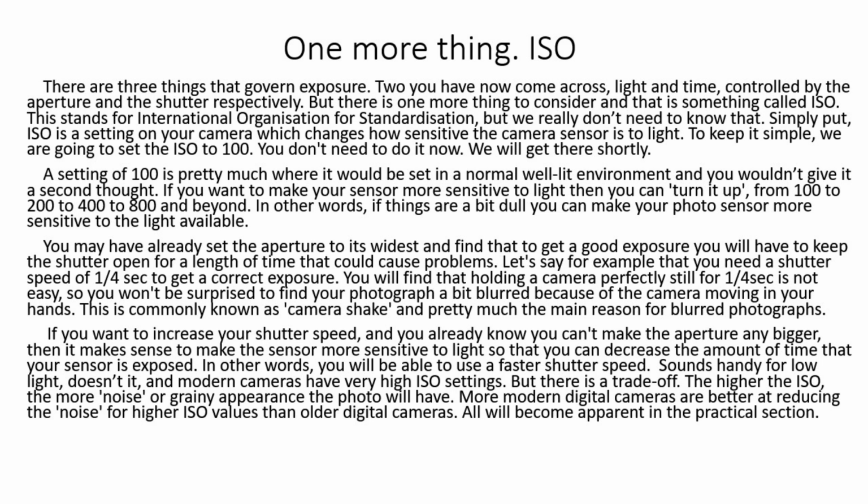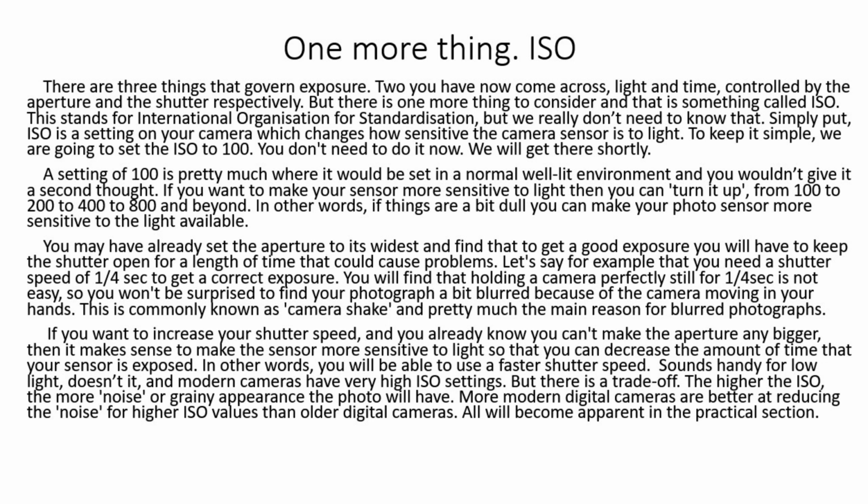In other words, if things are a bit dull, you can make your photo sensor more sensitive to the light available. You may have already set the aperture to its widest and find that to get a good exposure you will have to keep the shutter open for a length of time that could cause problems. Let's say, for example, that you need a shutter speed of 1/4 of a second to get a correct exposure. You will find that holding a camera perfectly still for 1/4 of a second is not easy, so you won't be surprised to find your photograph a bit blurred because of the camera moving in your hands. This is commonly known as camera shake and pretty much the main reason for blurred photographs.